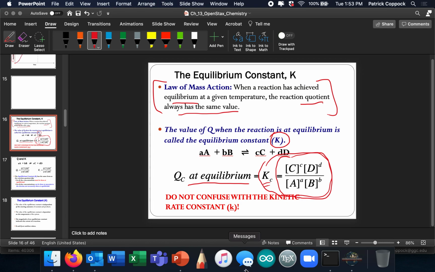Now, I want to point out, remember in a previous conversation, let me go to a different color, the rate law? Rate is equal to k times [A] times [B], maybe to the powers x and y. Remember this is the rate law. This k is a lowercase k, and this is an uppercase K. These are not the same thing, so do not confuse the equilibrium constant with the kinetic rate constant k.